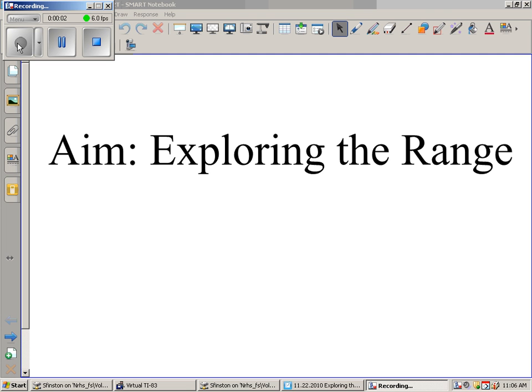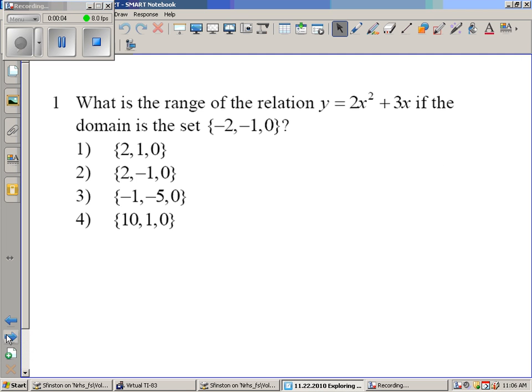All right, so today we're going to be exploring the range. What do I mean by that? These kinds of questions. These are actual range questions. What's the range of the relation y equals 2x squared plus 3x if the domain is that set?